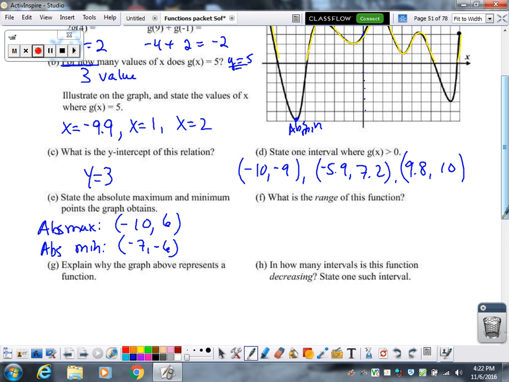What's the range of this function? And from the previous question, or a couple of questions ago, we look at the y values of our absolute minimum and absolute maximum. That's going to help us with the range also. The lowest y value is going to be the negative 6, and the highest y value is the positive 6.